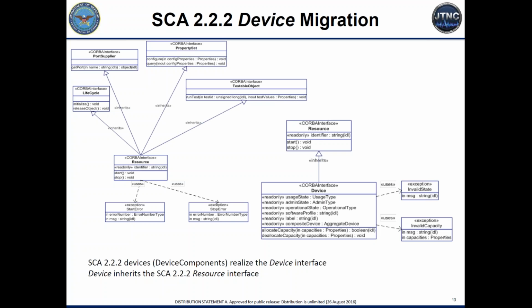A lot of those things that I pointed out for application components are similar for device components. So you'll see that a device in 222 speak differs from a resource in that it inherits that resource interface, and down at the device level, it adds a number of attributes and operations that are specific to devices as opposed to the application components.